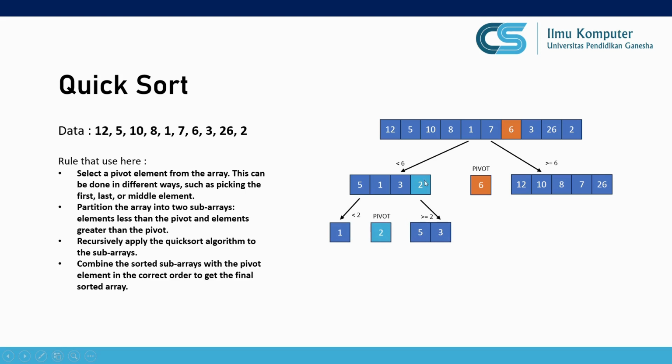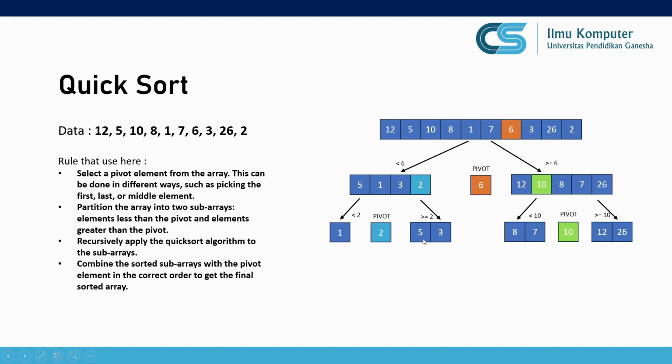We're going with the left side first. Choose 2 as the pivot. The element less than the pivot is 1, and the elements greater than the pivot are 5 and 3. We're going to the right side here. The pivot that I choose is 10. Elements less than the pivot are 8 and 7, and greater than the pivot are 12 and 26. So here it's done.